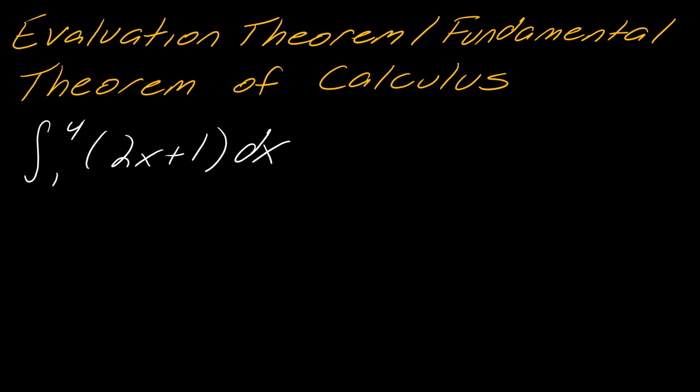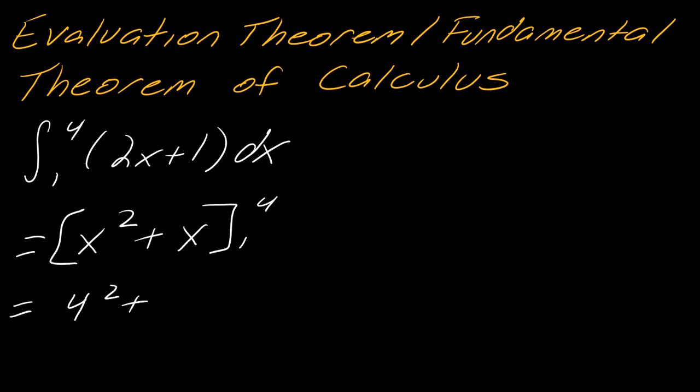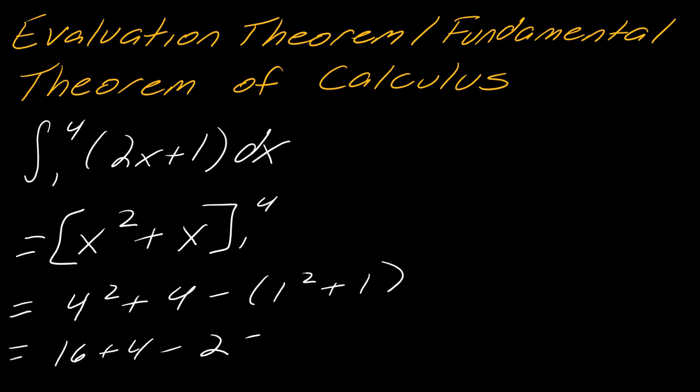So if I calculate my antiderivative, this would be x squared plus x, and then I go from 1 to 4. Now I can plug that in. So I have 4 squared plus 4 minus 1 squared plus 1. So I get 16 plus 4 minus 2. So this will ultimately equal 18.